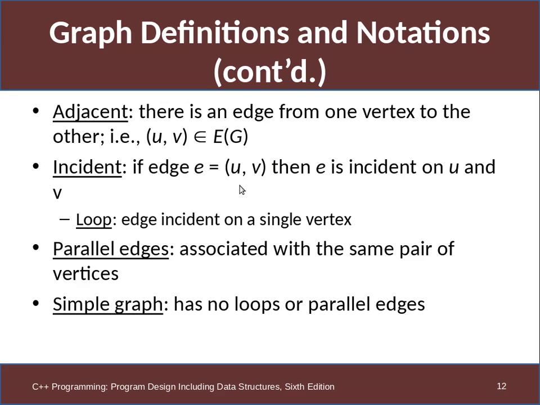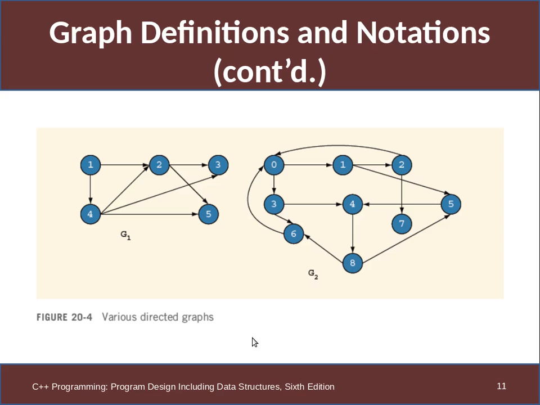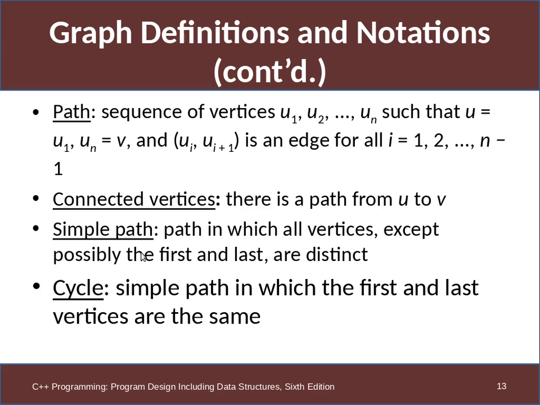All right, incident, if edge E, then it's incident, sure, I don't care. I'm not going to use that word. Parallel edges, yeah, it's nice. A simple graph has no loops or parallel edges. So G1 is simple because there's no loops and there's no parallel edges, so we're fine, great.